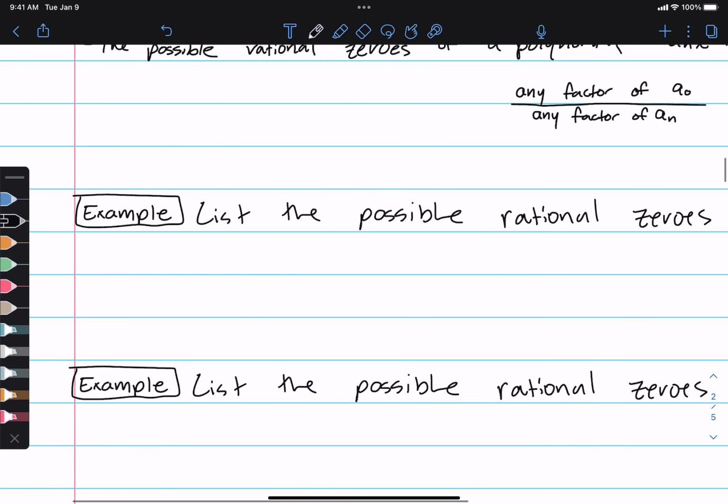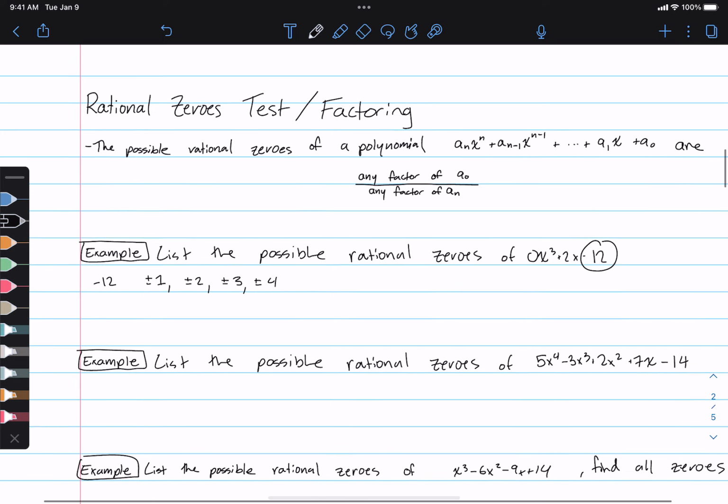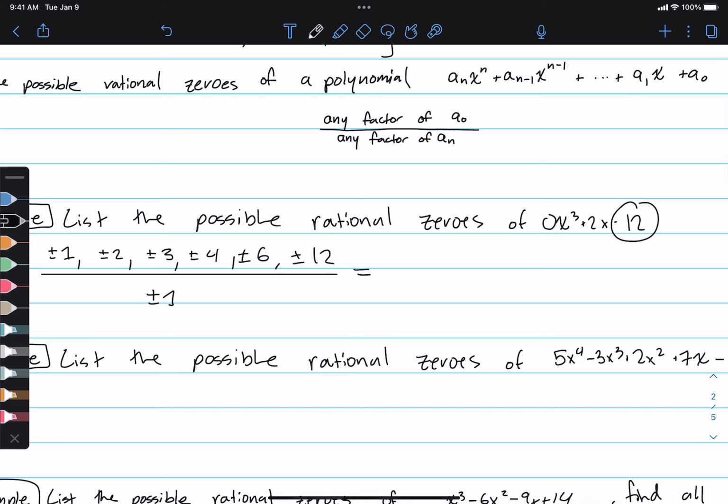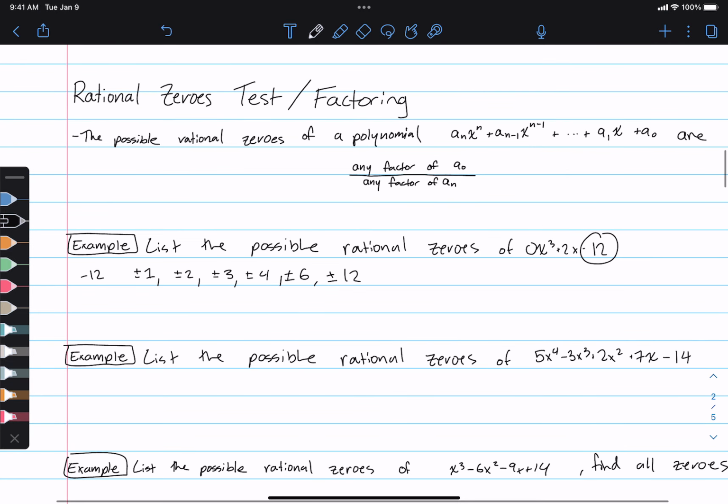So the factors of the constant term of negative 12 are going to be plus or minus 1, plus or minus 2, plus or minus 3, plus or minus 4, plus or minus 6, plus or minus 12. Right? And then the factors of our leading coefficient, positive 1, is just going to be plus or minus 1, right? And so this gives us the possible rational zeros of plus or minus 1, plus or minus 2, plus or minus 3. It doesn't change it because it's just plus or minus 1 in the denominator, so we can actually just write it like this. And these are the possible rational zeros.